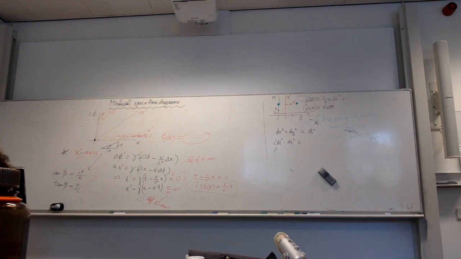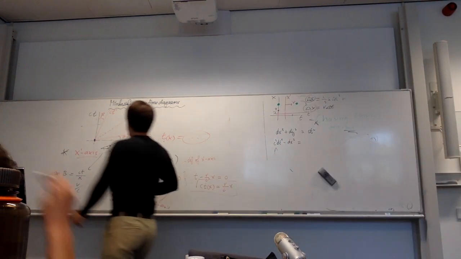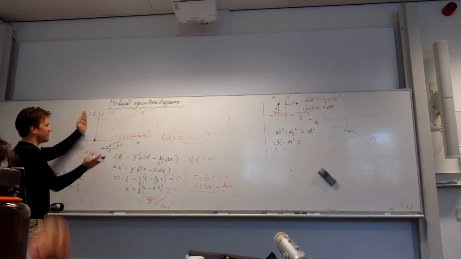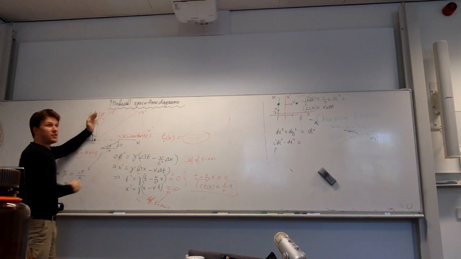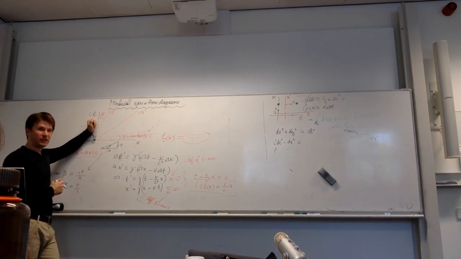Yes? Is that another way of saying that you can't go past the speed of light because your beta can't be more than 45 degrees? That is a good question. At the moment that you go with the speed of light, you make v equal to c, you get the arctangent of 1, which is indeed 45 degrees. Yeah. So there you go.